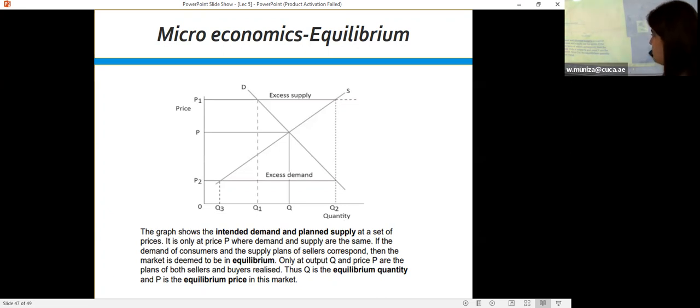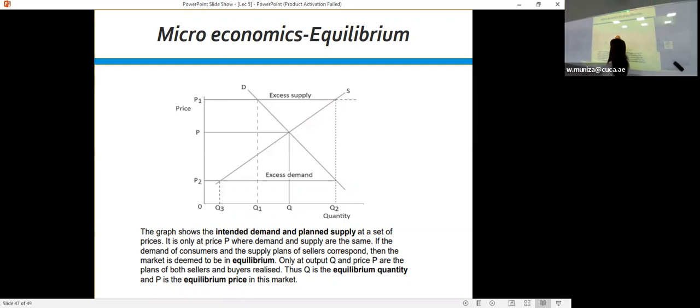Only at output Q and the price P are the plans of both the sellers and buyers realized. Thus, Q is the equilibrium quantity and P is the equilibrium price in this market. So if, for example, at Q1 the quantity is Q1 and the price is like this one, it means that the demand and supply are not meeting each other, is it?